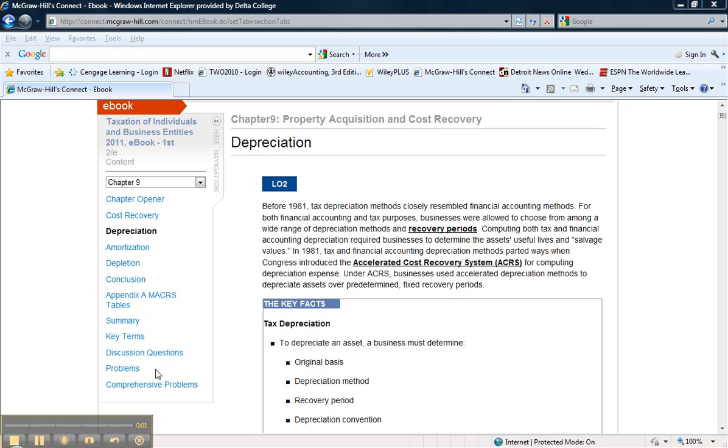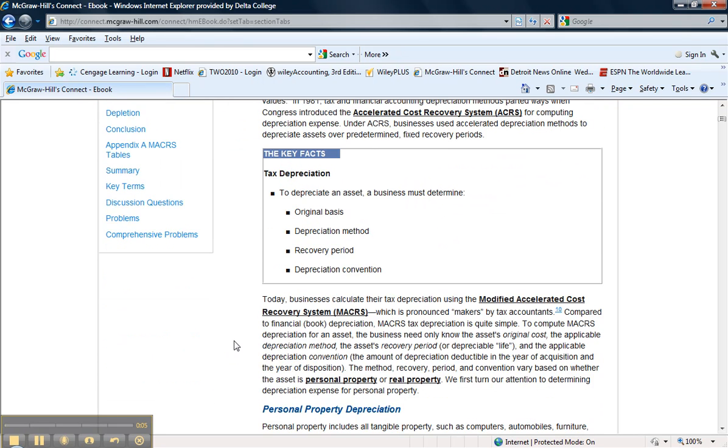Learning objective 2 is about how to calculate depreciation. You're going to need to know some stuff before you can calculate depreciation for an asset: the asset's basis, the method that you're going to use to depreciate the asset, recovery period, and the convention.